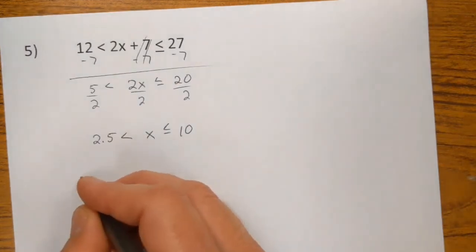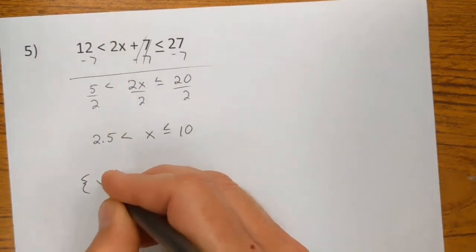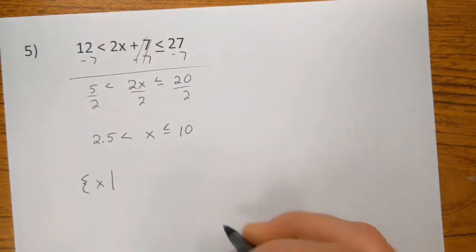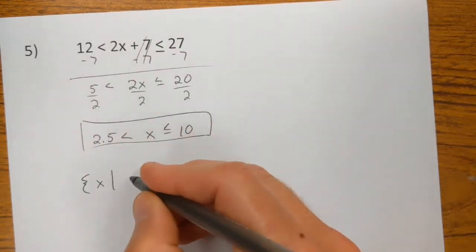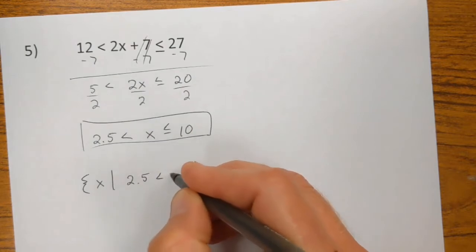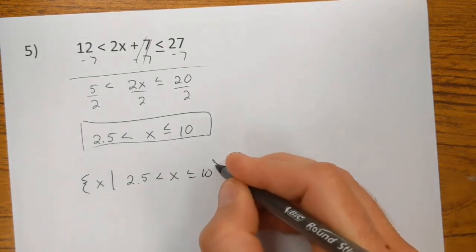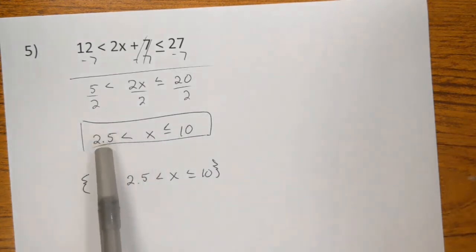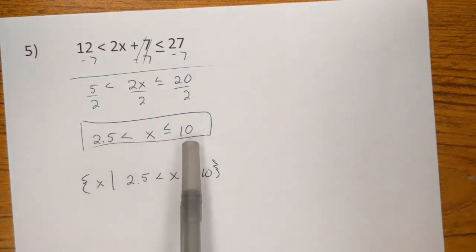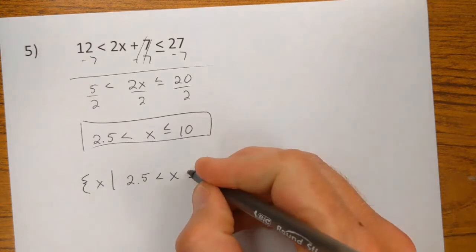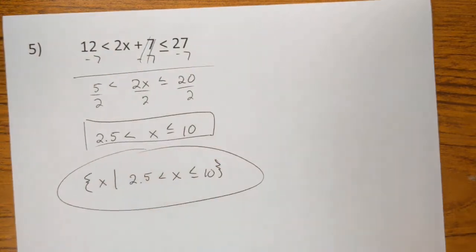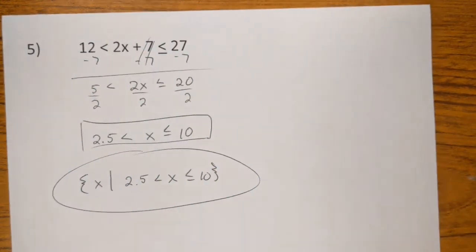Now the way that we're going to write this with set builder notation is we're just going to say all values of x such that, and then we're literally just going to copy down this answer. This means x can be any number between 2.5 and 10. Now, this means the 2.5 is not included, and this means that the 10 is included because it has the bar underneath it. So this is how we'll write our answer as a set.